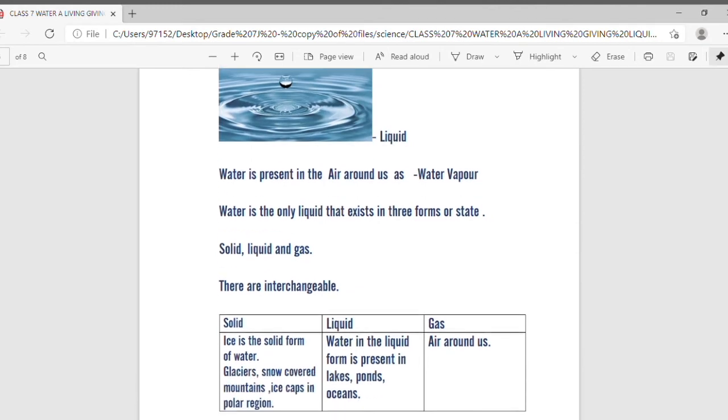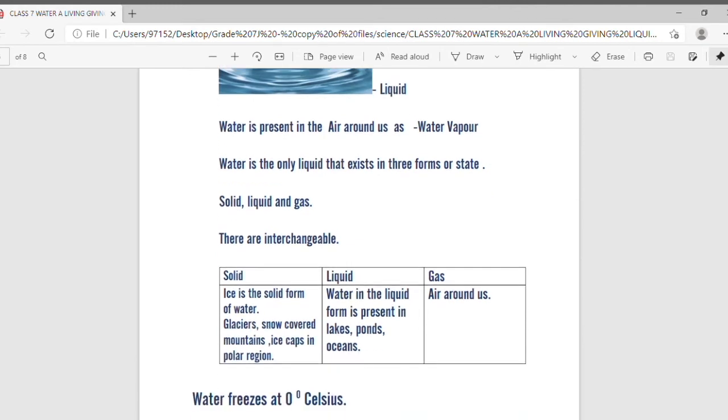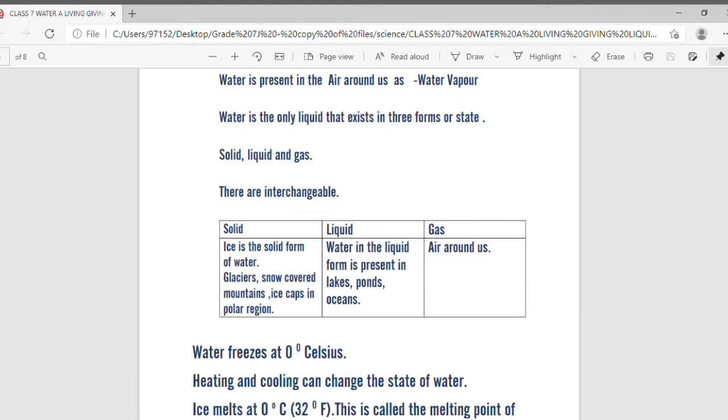Solid. Ice is the solid form of water. Glaciers, the thick block of ice. Snow-covered mountains, Himalayas, they are always covered with snow. Ice caps, like in desert you see sand dunes. If you go to polar region, you will see like a hill of ice, a small dune shape. So they are ice caps. Liquid water in the liquid form is present in lake, ocean, and ponds. And gas or air around us has water. Water freezes at 0 degrees Celsius.